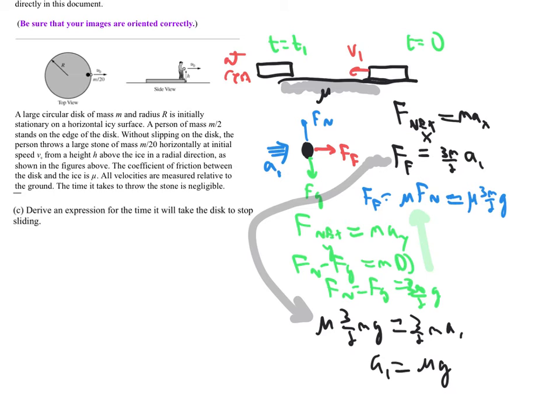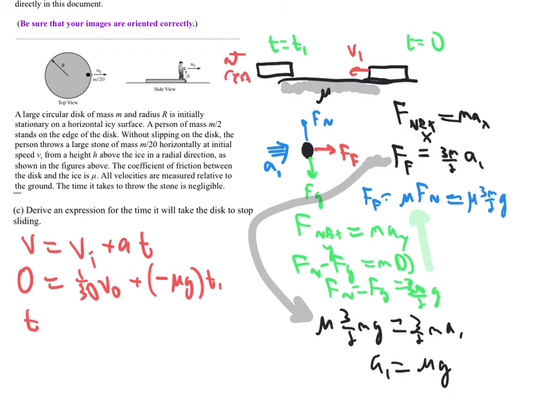All right, then it becomes relatively easy because we can say, well, the velocity at any time is the initial velocity plus the acceleration times the time. So we're going to end at 0. We're going to have started at 1/30th v0. Our acceleration is minus mu g, minus because here I'm taking my velocity as positive, so the acceleration has to be negative, times, of course, t1, the time I was looking for. So t1 ends up being v0 over 30 mu g.